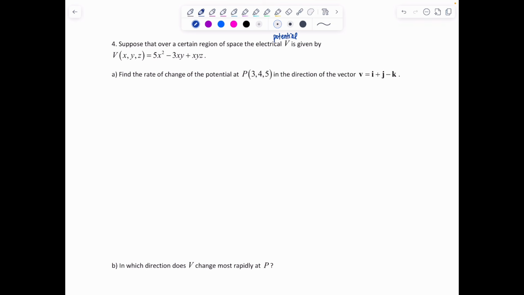Don't worry about it. Okay, find the rate of change of the potential at the point P of 3, 4, 5 in the direction of the vector v. So what we need here is the directional derivative, okay?